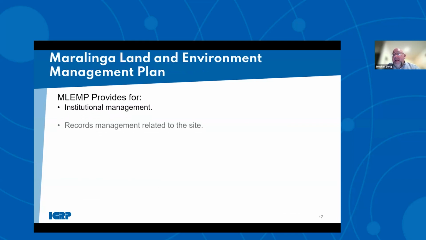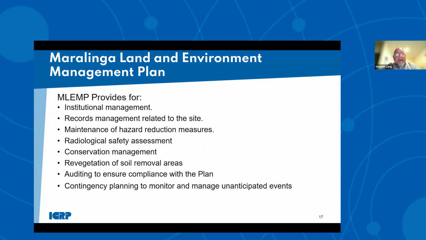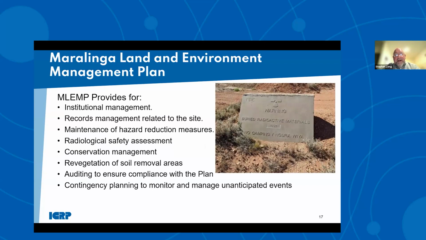The Maralinga Land Environment Management Plan, which is the plan for ongoing management of the site, provides for institutional management, records management, maintenance of the hazard reduction measures implemented during the remediation program, periodic radiological safety assessment to ensure that the dose criteria is not exceeded if new information comes to light or uses of the land change from that assumed during the MARTAC period, conservation management, auditing to ensure compliance with the land, and contingency planning to monitor and manage unanticipated events. And that plan is reviewed every 5 years by the committee.